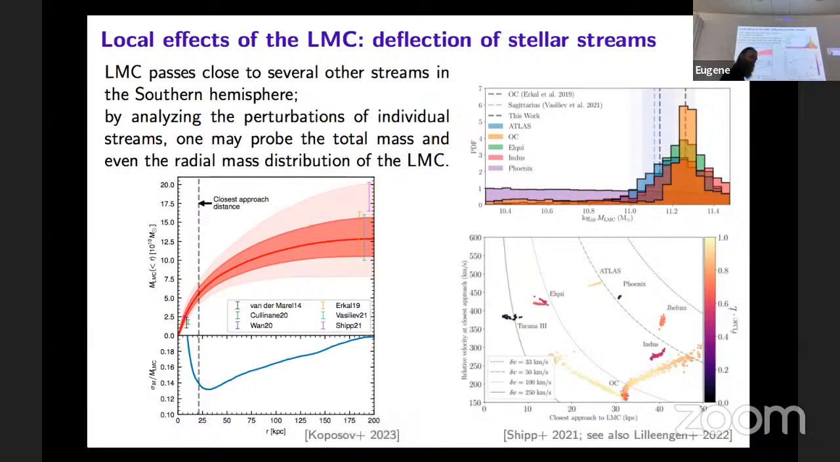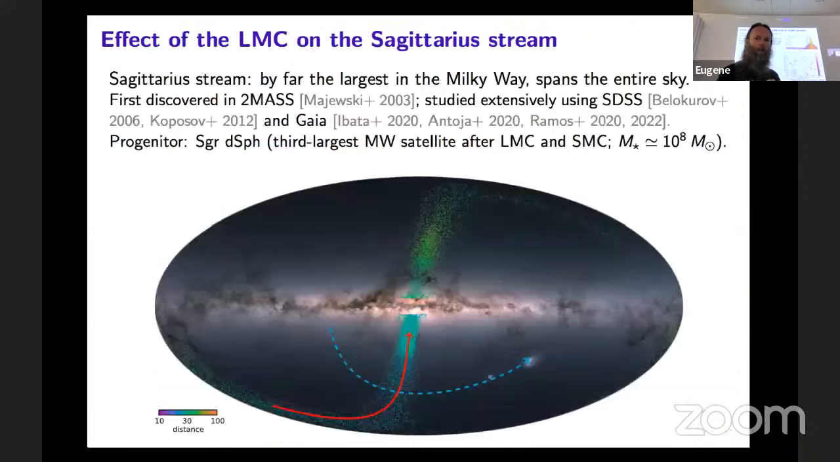So the streams, they're very sensitive probes by virtue of being dynamically cold systems. They can also be very easily perturbed, and you can use them as very fine probes of the perturbations from the LMC. That is interesting, but this is not the only effect of the LMC on the streams.